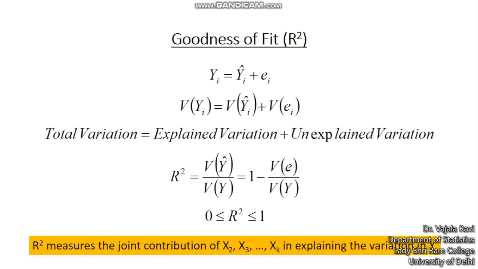The goodness of fit statistic again remains the same as it was earlier, but the interpretation differs. It now measures the joint contribution of all these variables in explaining the variation in y. Earlier it was talking about only one variable's contribution, now it is the joint contribution. Note that you cannot assess the individual contribution of x2, x3, and so on.